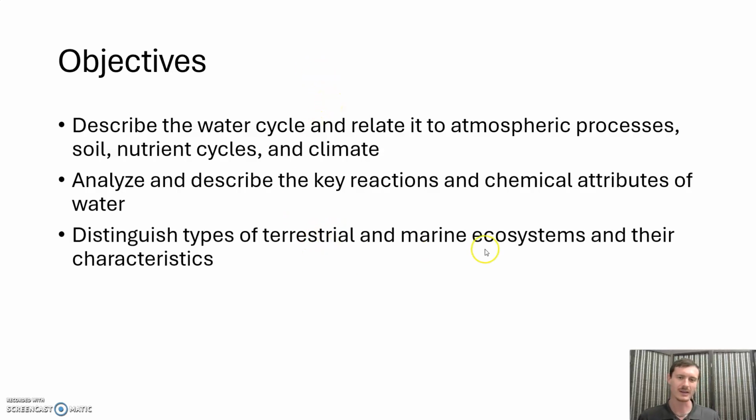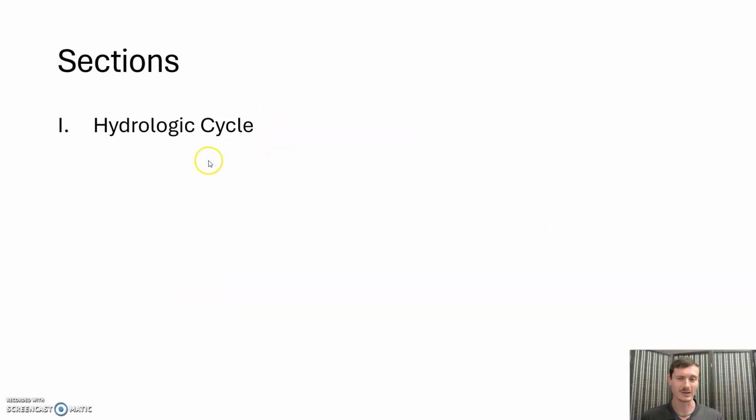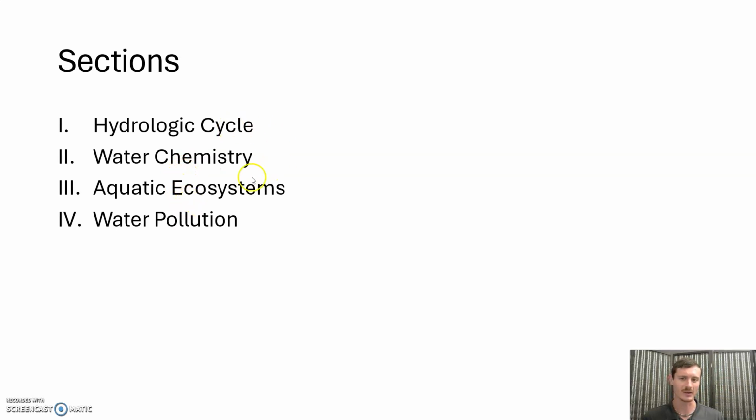We'll look at ecosystems. These are all going to be water-based ecosystems, but there are some water-based ecosystems on land and some in the ocean, right? You'll see what I mean. And then finally, we look at pollution and contamination of water, all the different ways it can happen, and the effects on human beings. So let's get right to it. Four sections: water cycle, chemistry, ecosystems, and pollution.